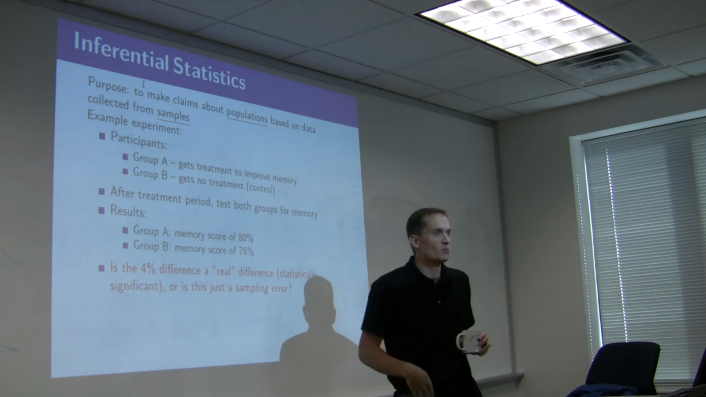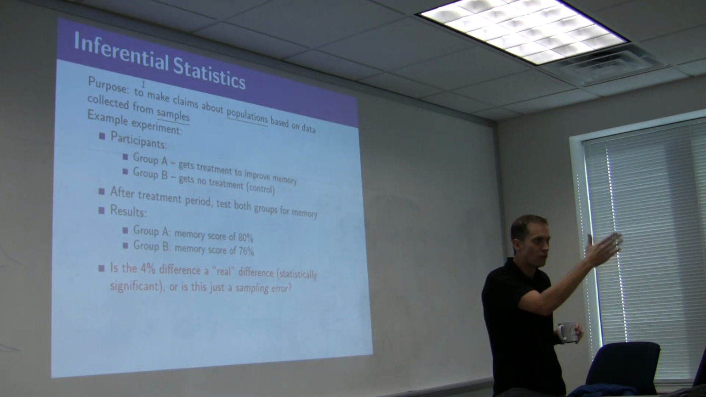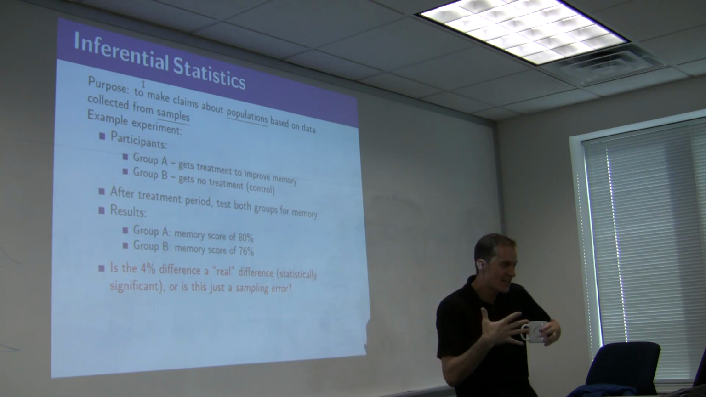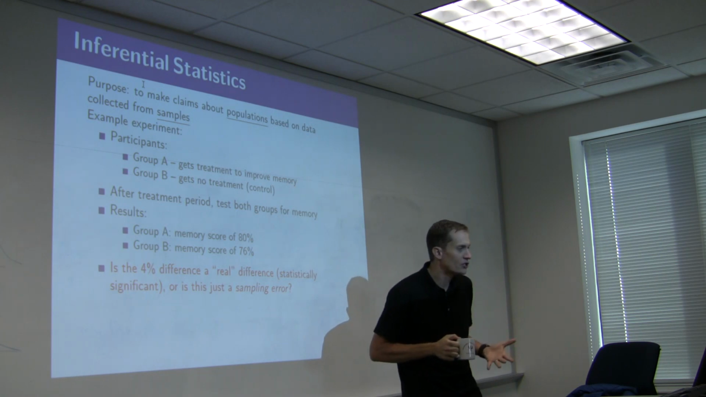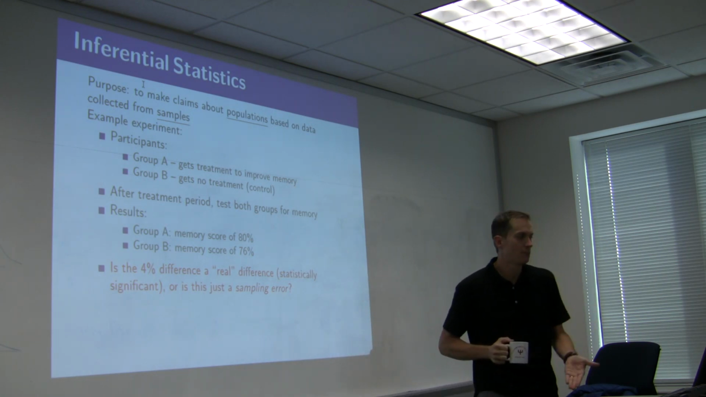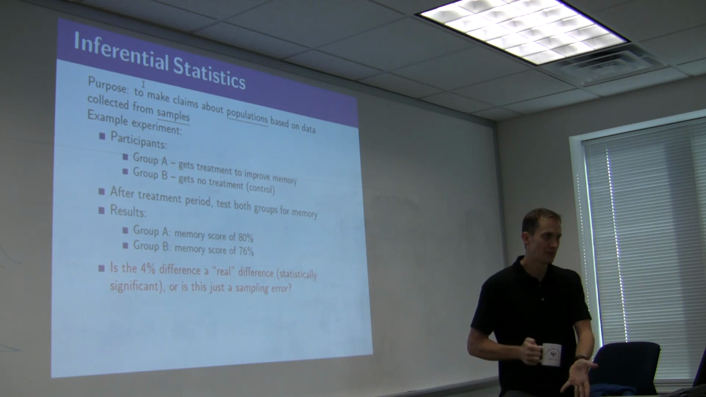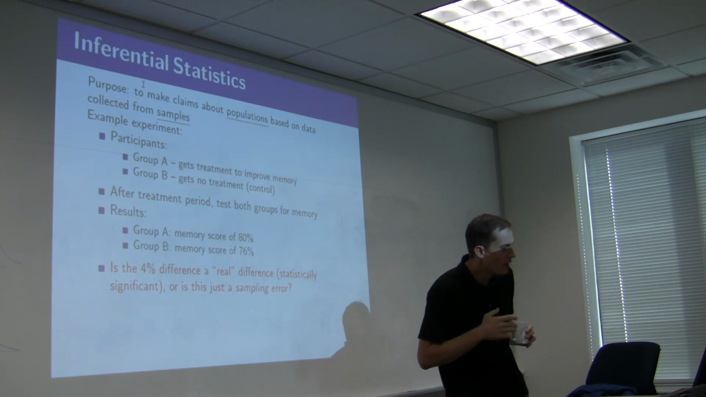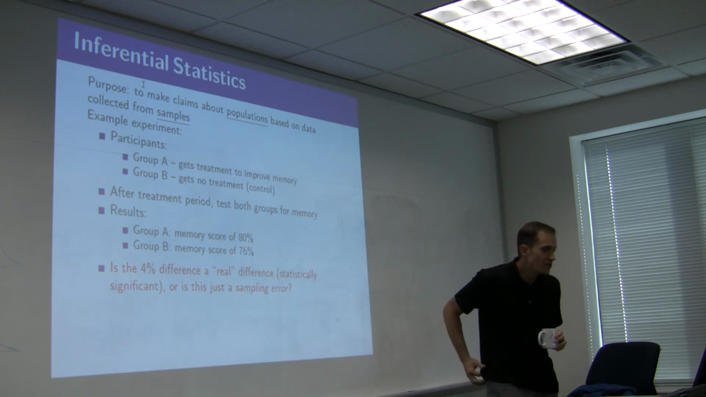So, inferential statistics, we've got these samples, right? We can describe them in terms of z-scores so that now everyone can talk about everything from a standardized standpoint. What is it that we do with it? Well, remember, the purpose of doing research is to be able to make claims about populations based on data collected from samples. So here's kind of a standard paradigm. I use memory because it's one of my favorite things to teach. So here's an example experiment.